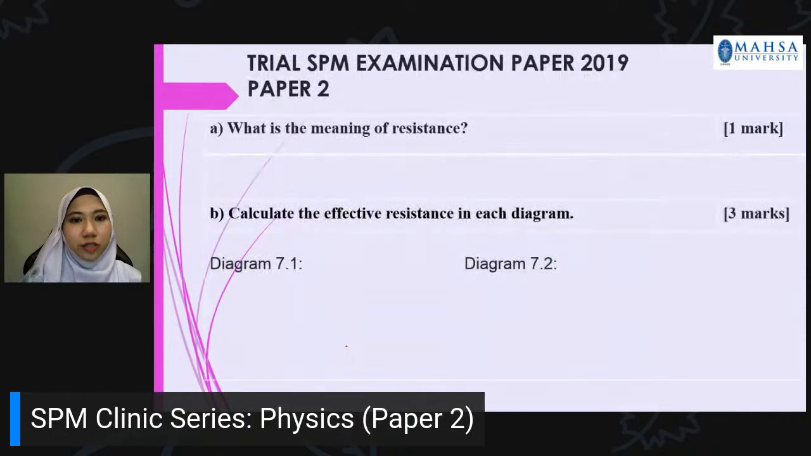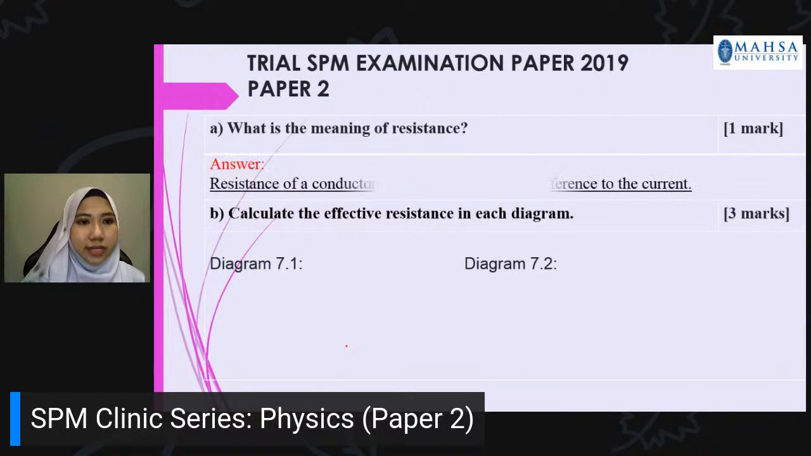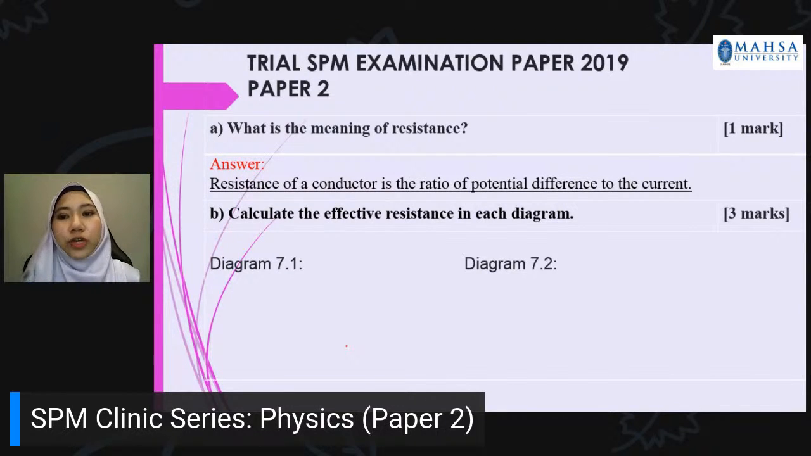Next, let's look at the question. Question A: what is the meaning of resistance? You have the same question as the previous one. What is the resistance of a conductor? The resistance of a conductor is the ratio of the potential difference to the current, or mathematically, R equals V, the potential difference, divided by the current I.